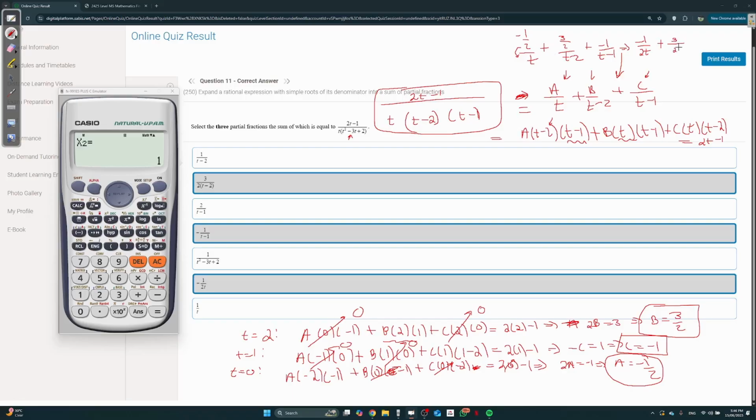So 3 over 2t minus 2. Please don't forget to put it in brackets. Then over here there's no denominator, so we just keep it as minus 1 over t minus 1. So this is our partial fraction. So what are the three partial fractions? 3 over 2t minus 2, minus 1 over t minus 1, and minus 1 over 2t.